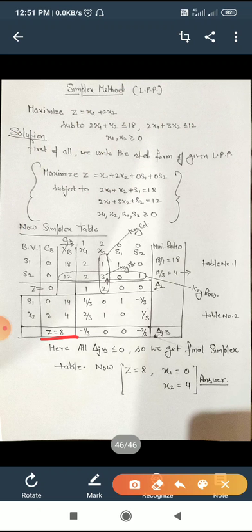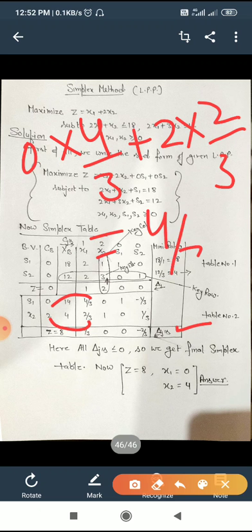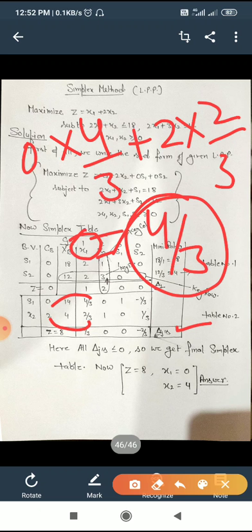How? 2 into 4 is 8, plus 0 into 12 is 0, 0 plus 8 is 8. So z is equal to 8. Now we find delta z: 2 into 2 by 3 plus 0 into 4 by 3, and adding both these values we get 4 by 3. This value is 4 by 3, and now we subtract it from 1.